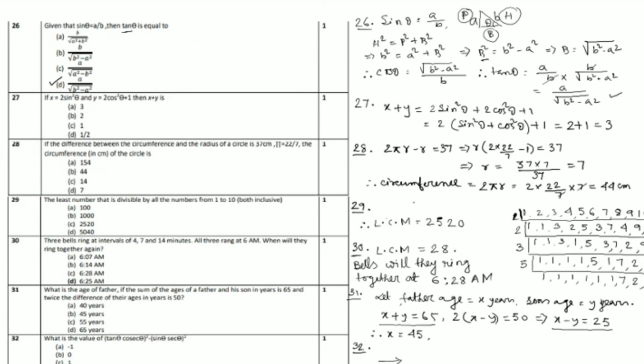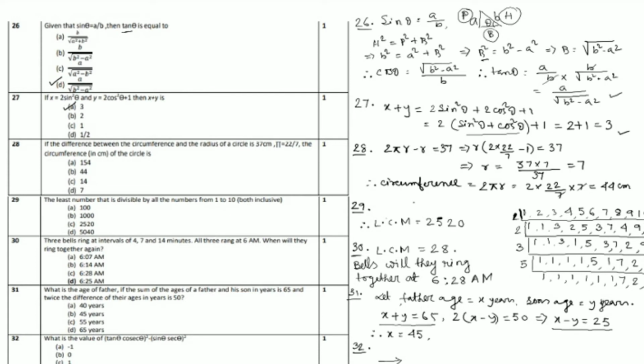Okay. Now number 27, if x equal to 2 sin square theta and y is equal to 2 cos square theta plus 1, then x plus y is equal to what? So x plus y will be 2 sin square theta plus 2 cos square theta plus 1. It is given. We take common between these two, so it will be sin square theta plus cos square theta into 2 plus 1. We know that value very well, the value is 1. So it will be 2 plus 1, it is 3. And option A will be the right answer.